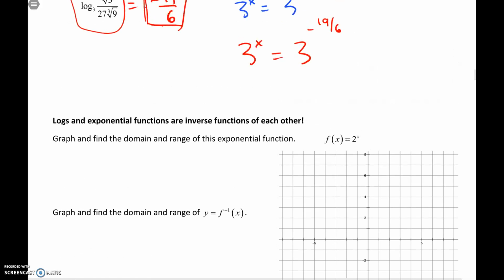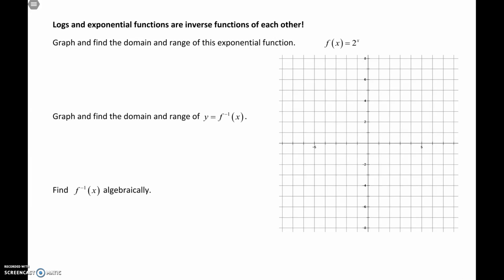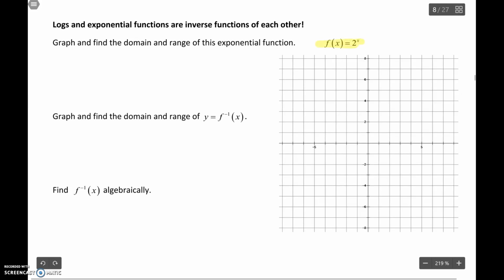All right, so now that we've talked about the definition of a log and how to evaluate a log, let's talk about how to graph a log. Logs and exponential functions are inverses of each other, so let's illustrate that and use that information to graph. So let's graph this base function here. This is the exponential function.